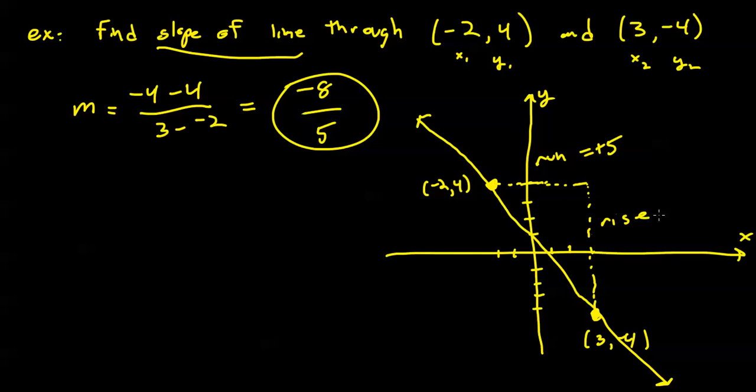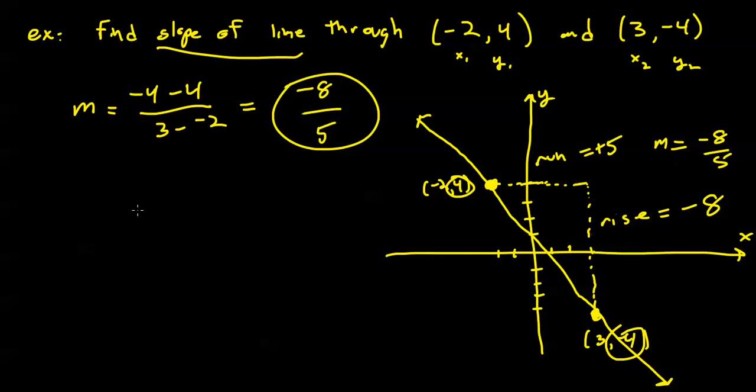If I then label my rise, notice my rise is really negative. I go from a positive 4 to a negative 4. I'm really falling, and my rise I would characterize as a negative rise. My rise here is negative 8. So if I travel from high to low, or travel down, my rise is negative. Using this graph, graphically I can determine also that the slope is going to be minus 8/5.